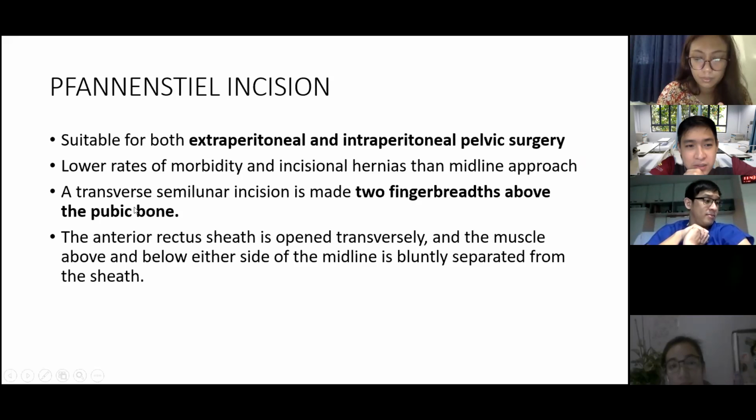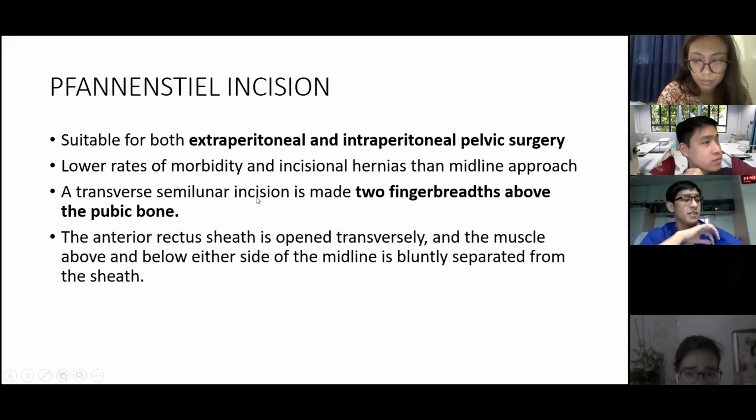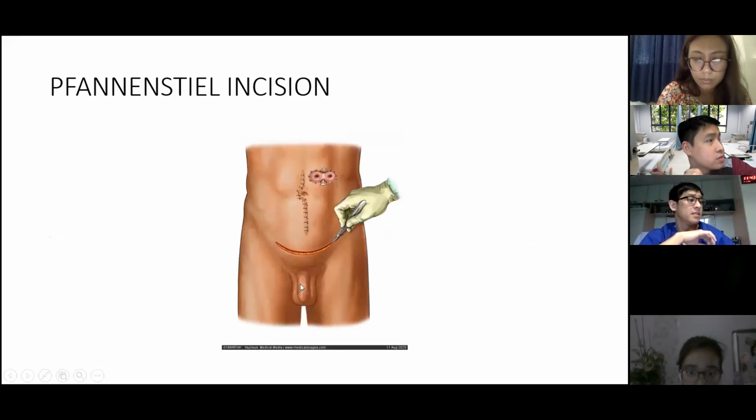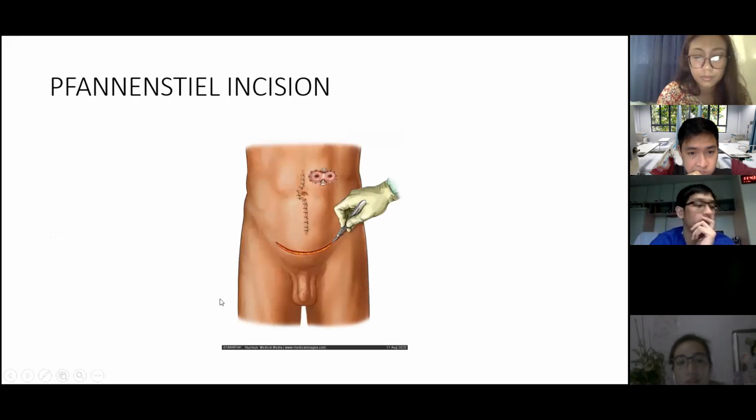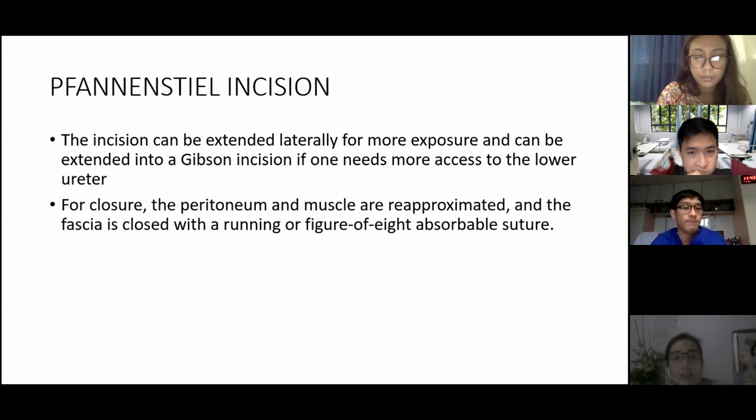The transverse semilunar incision is made 2 finger breadths above the pubic bone here, and the anterior rectus sheath is opened transversely, and the muscle above and below on either side of the midline is bluntly separated from the sheath. So that is the picture. And this incision can be extended laterally for more exposure and can be extended into a Gibson incision, which will be discussed later.